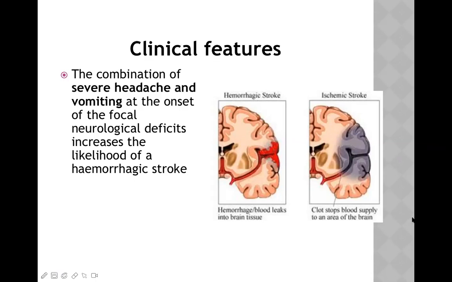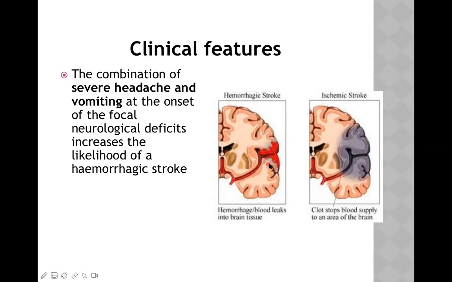Now what are the main differences between hemorrhagic stroke and ischemic stroke? Now see this, there is a rupture of the blood vessel. You can clearly see here, the rupture of the blood vessel. For example, this is a blood vessel here. It has ruptured. There is a leakage of blood here. This is called hemorrhagic stroke.